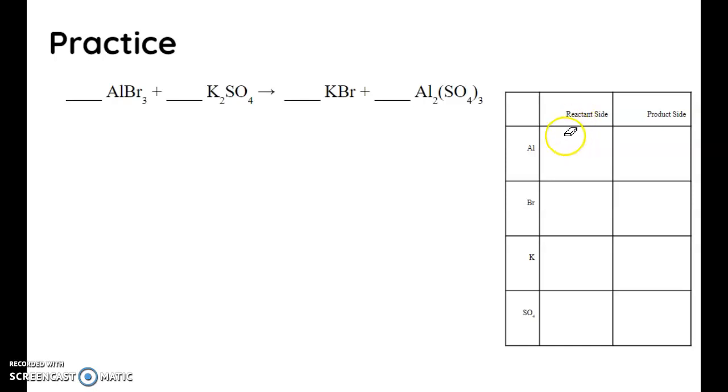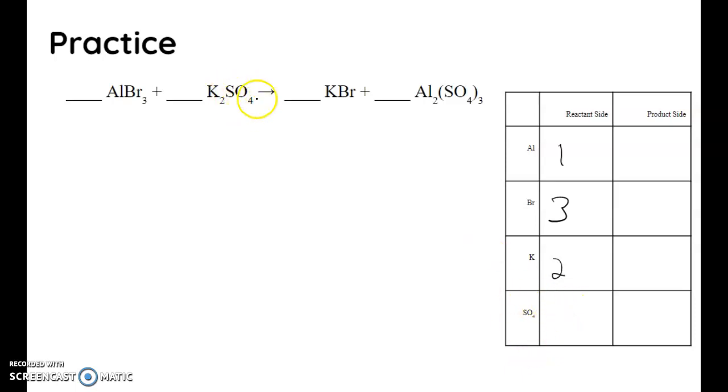Okay, my very first thing, what I'm going to do here is I am going to take inventory of everything. So I've got 1 aluminum, I've got 3 bromines, I've got 2 potassiums, and I'm doing the whole molecule of SO4. You can break them down into S and 4 O. You'll get the same answer.